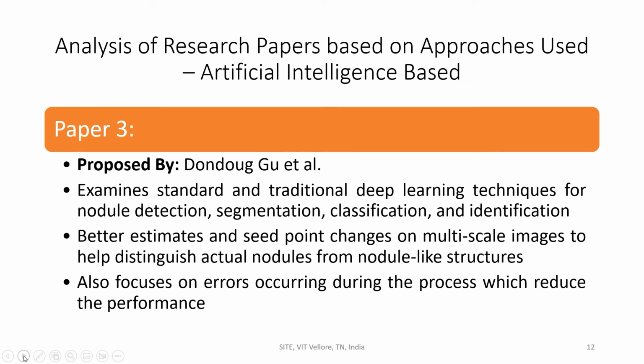Moving on, the next paper is proposed by Dondogu and the team. This paper examines the standard and traditional deep learning techniques for detection, segmentation, classification, and identification. It focuses more on seed point image processing, an image processing technique which is unique because it's based on user criteria. We have certain criteria based on which even doctors say that the nodules present are cancerous or non-cancerous. These are human defined and defined by the experts.